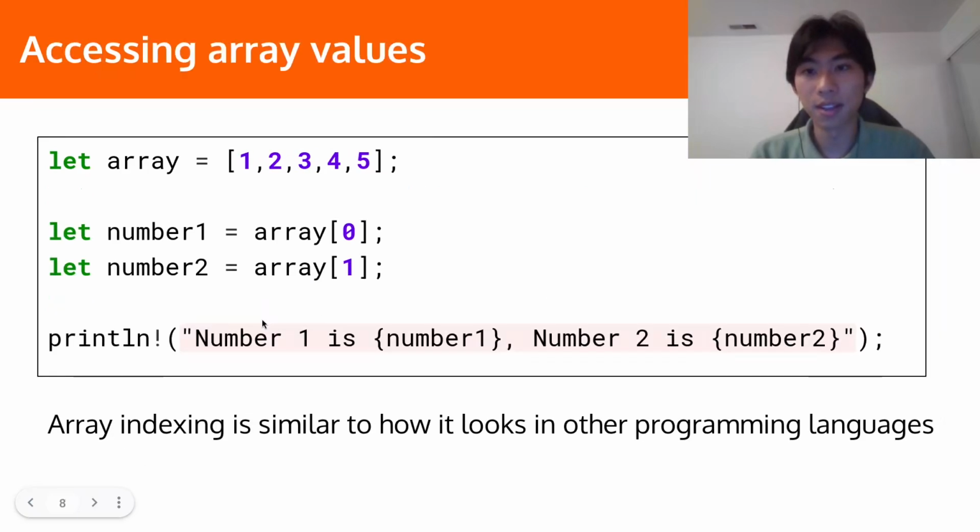In order to access values from an array, we could also use indexing. And this works similarly to array indexing in a lot of other languages. Another thing to note is that array indexing is also 0 based. So number 1 is assigned to 1, and number 2 is assigned to 2.